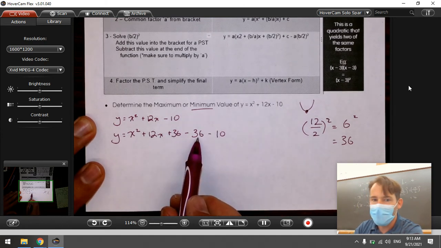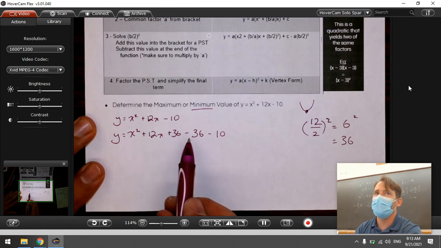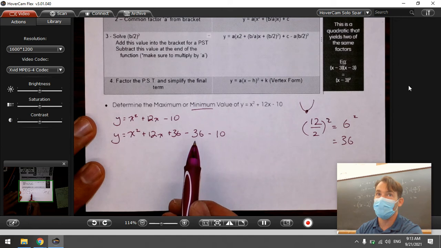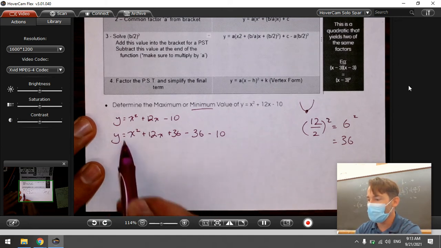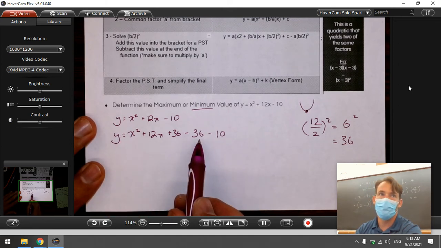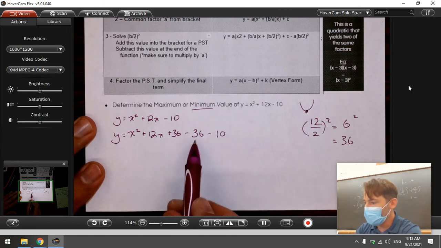See what I did? I added it, and then I taketh away. It's like the Lord giveth, and the Lord taketh away, okay? And that's how everything is fair, okay? The equal sign is still true. I've added 0. I added 36, I took 36 away, okay? So that's why I'm allowed to do that.